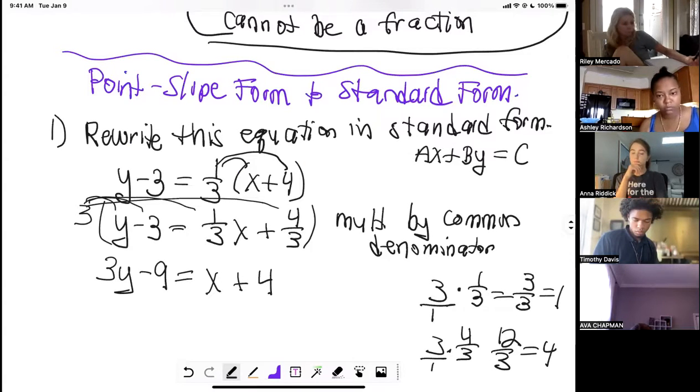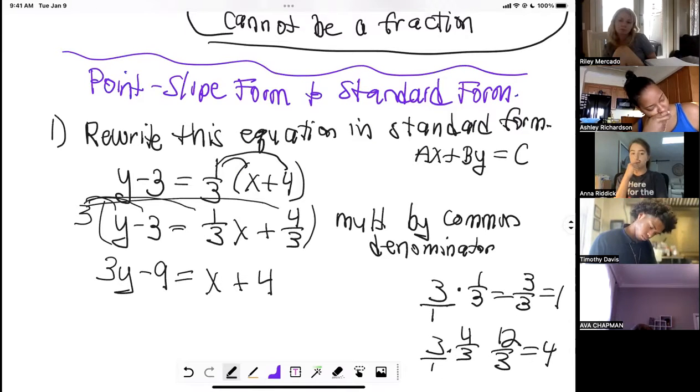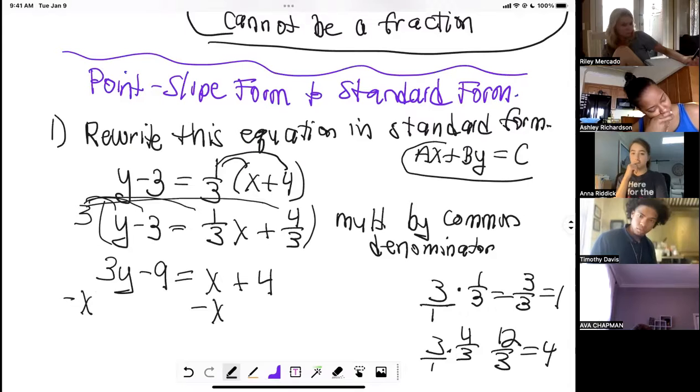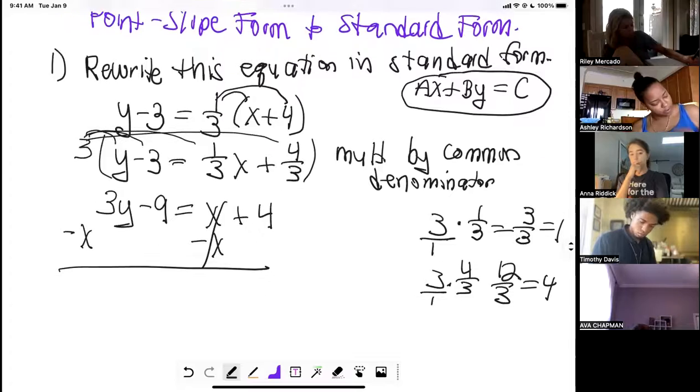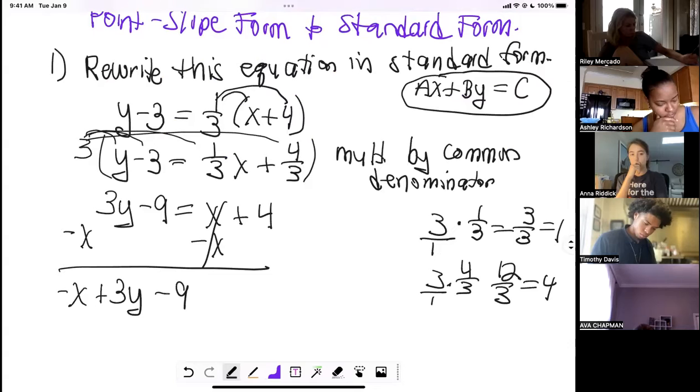You can do this with any problem. If you have a lot of fractions and you don't want fractions, multiply everything by the common denominator. Now we just have to rearrange. We need to get the x on the left and our numbers on the right. So I'm going to subtract x on both sides. Notice I'm going to put it in the front, x first and y second. I'm going to bring that negative x. 3 is positive, so plus 3y minus 9 is equal to 4.